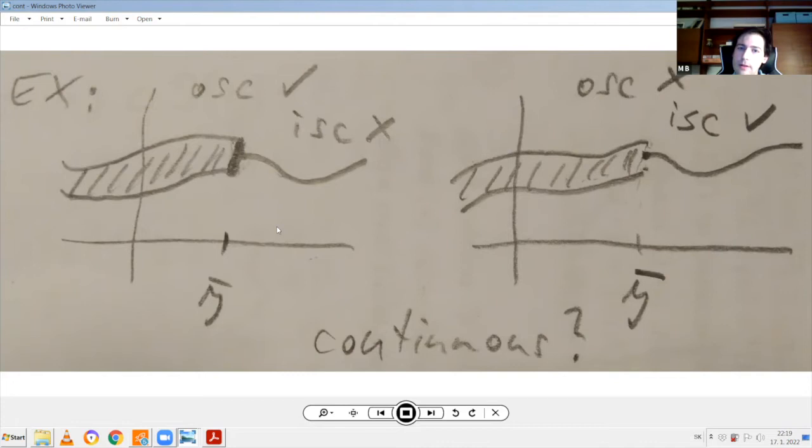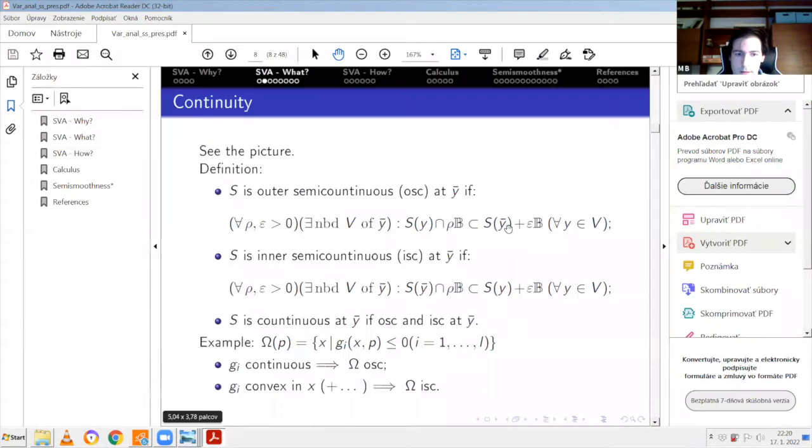Depending on how we define S of Y bar, two very different things can happen. Here, if we take the whole set to be S of Y bar, we will get outer semi-continuity, as we will see later, but we will not have inner semi-continuity. Here, if we only include the point itself and we leave the rest out of S of Y bar, then we will destroy outer semi-continuity, but we will get inner semi-continuity. But as one would expect, we cannot get it to be fully continuous. We need both of those properties, and this is not possible to get, as one would probably expect. So back to the presentation.